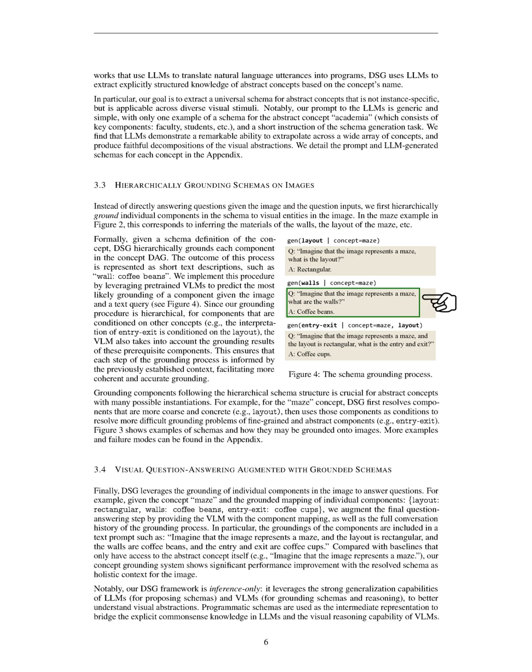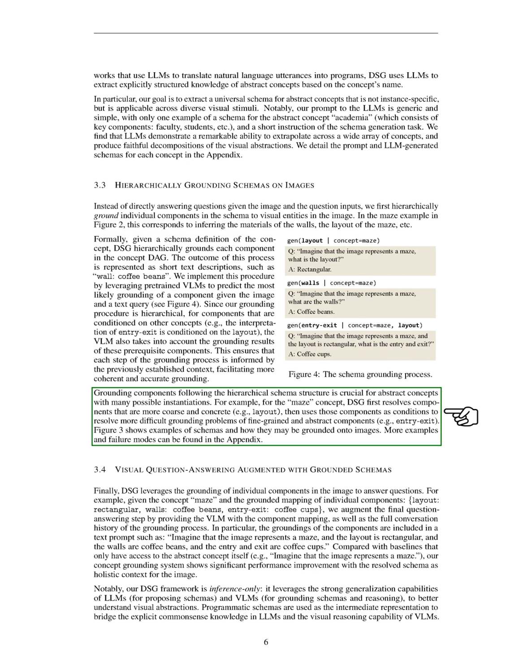We formally ground each component in the concept's directed acyclic graph, DAG, resulting in concise text descriptions like wall, coffee beans. We utilize pre-trained visual language models, VLMs, to predict the most likely grounding for each component based on the image and a text query. Our hierarchical approach ensures that components dependent on others consider the grounding results of prerequisite components, leading to more coherent and accurate outcomes. This method is essential for abstract concepts with various instantiations.